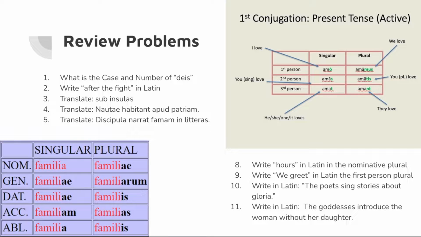Number 3, translate sub insulas. Insulas is accusative plural, and it means islands. And sub means under. So translate: it's under the islands, plural.